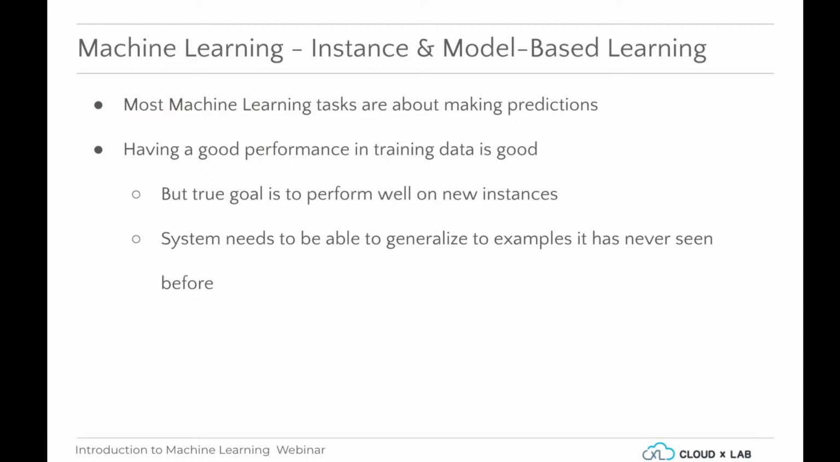Ideally, you want the model you have to perform well on the newer instance. So you want the model to be able to generalize over all examples, not really specific to one data set, but generalized. That is what we ideally want from a good machine learning system.